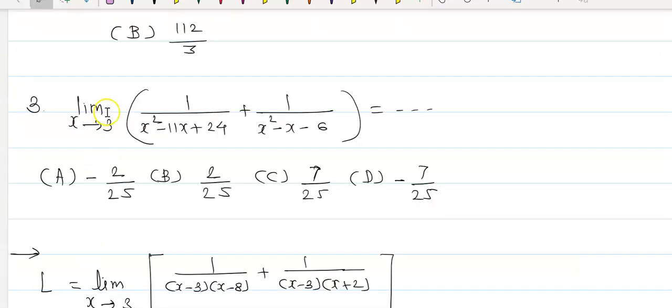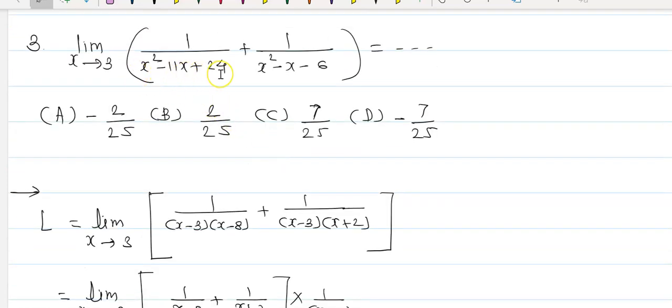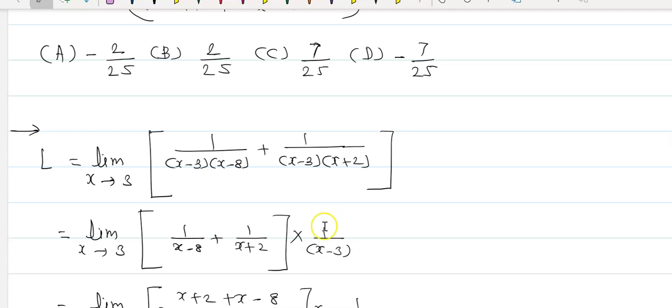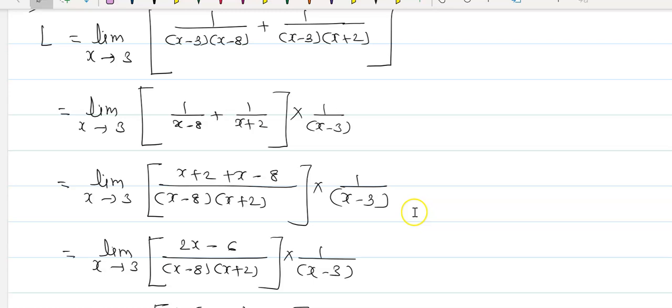Now again see this. Limit x tends to 3, 1 upon x square minus 11x plus 24 plus 1 upon x square minus x minus 6. Now factorize this. What are the factors? X square minus 11x plus 24, the factors are x minus 3, x minus 8. X square minus x minus 6, the factors are x minus 3 into x plus 2. Therefore, take 1 upon x minus 3 as common and make this cross multiplication, x plus 2 plus x minus 8 upon x minus 8 into x plus 2 into 1 upon x minus 3.